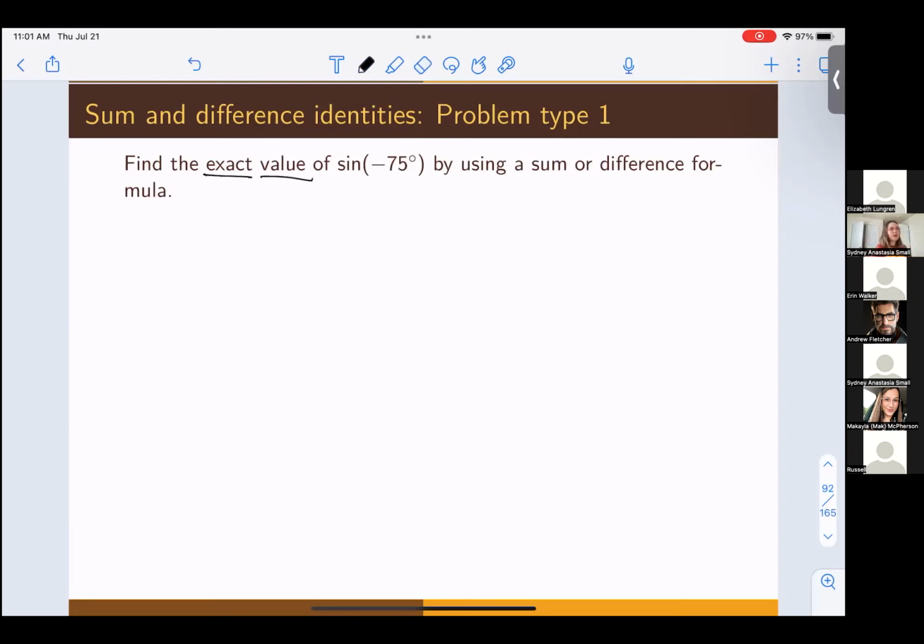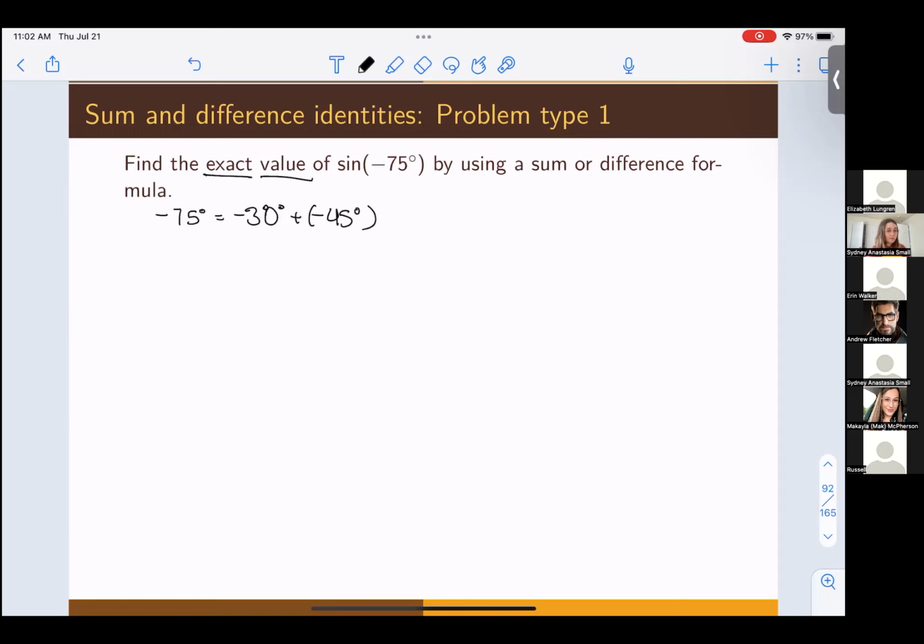Now, offhand, this doesn't really look like something we could use a sum or difference formula for. However, in a sneaky way, it is. If you'll notice, negative 75 is the sum of negative 30 and negative 45, both of which happen to be nice, beautiful angles on our unit circle.